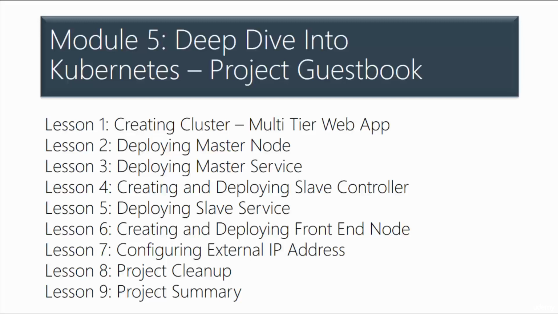And lessons 4 and 5 are creating and deploying the slave controllers and the service for the slave controller as well. Lesson 6 is creating and deploying the front-end node, and this front end will be accessed by users coming to our site. And again, the site is developed in PHP. Lesson 7 is configuring external IP addresses. Once you have the cluster and the front end created, we need to configure the IP addresses and make sure the front end has an IP address on port 80, for example, so that the public can access it.